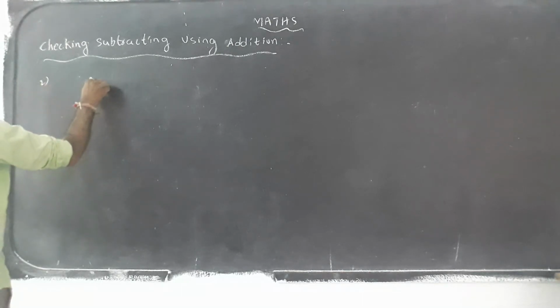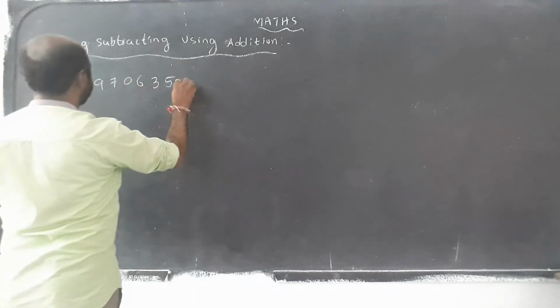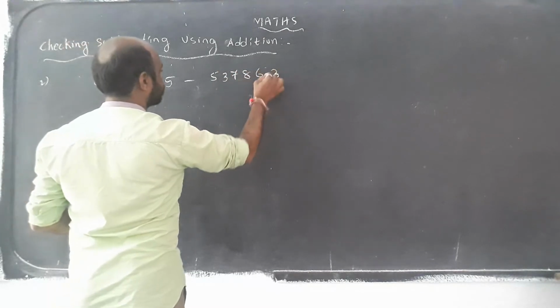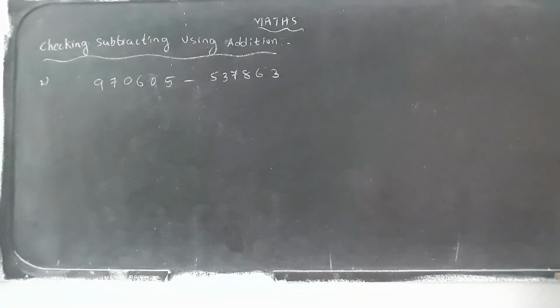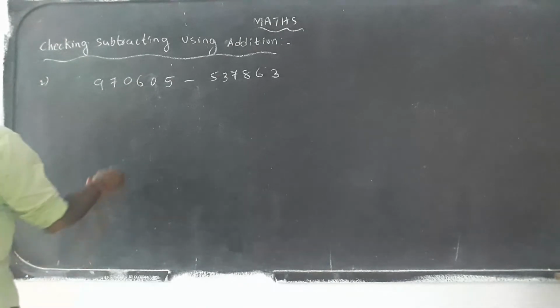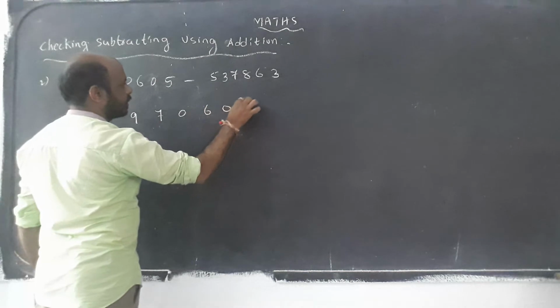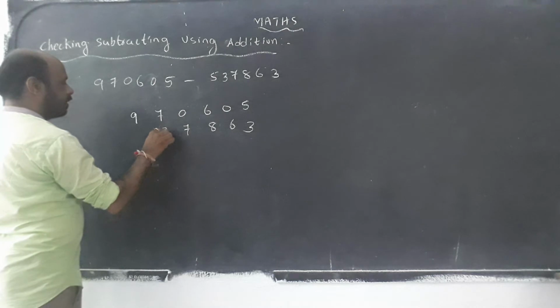Second number, nine lakh 70,605, and 5,37,863 we got. Now we have to find the difference and check with addition. Okay, so write down 9,70,605, then 5,37,863.